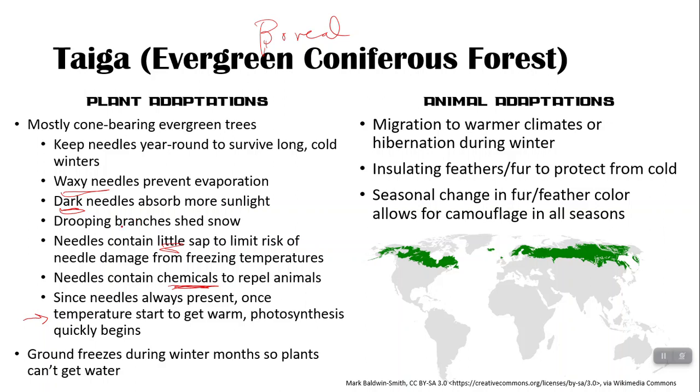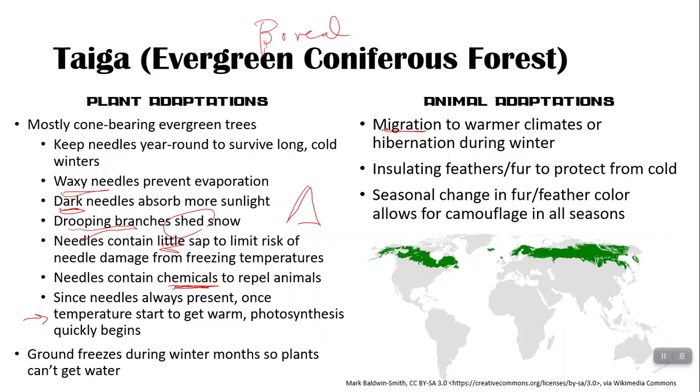You have some other adaptations as well. For example, the standard traditional Christmas tree shape, where it's like a triangle. Those trees are shaped like that on purpose. They also have drooping branches, and the purpose of all of this is to shed snow, because if too much snow gathers on a tree, it'll break the branches. And then the ground freezes during winter months, so plants can't get water, which is another reason why they have to retain moisture. Animals, their adaptation, since they're mobile, they're able to migrate to warmer climates.